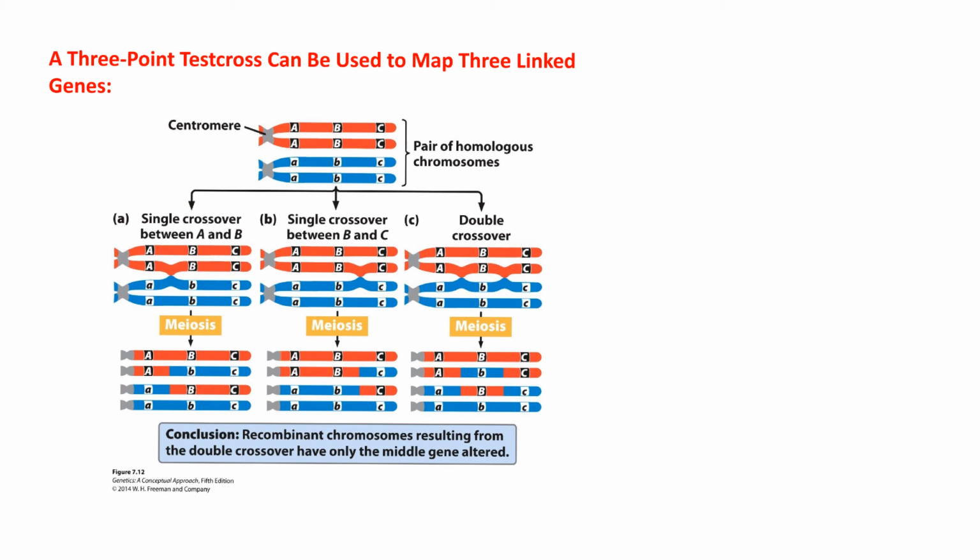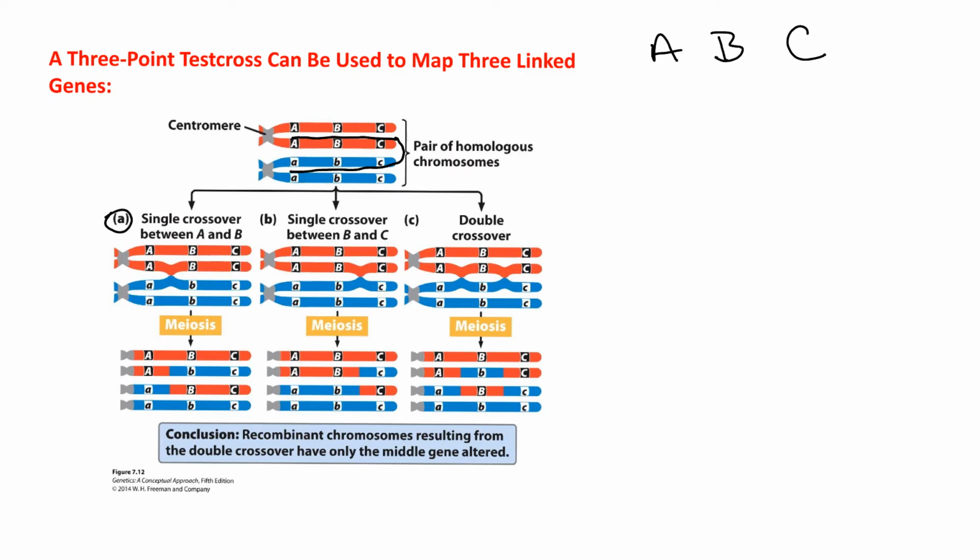So let's look at this example here. How do you test it and what is the outcome? If you have two homologs right here and you follow the distance of genes A, B and C in one three-point test cross, we will again consider homologous recombination between two non-sister chromatids right here. And I will outline it on the side. So what can happen? You can have single crossing over between genes A and B, you can have single crossing over between genes B and C, and you can have double crossing over.